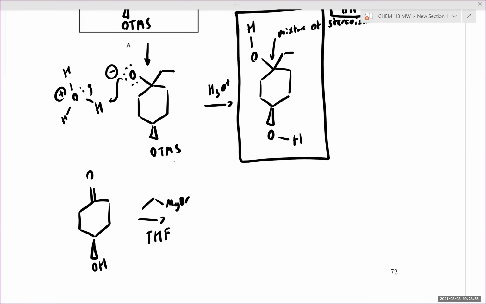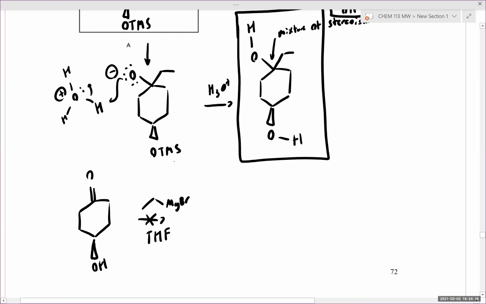What does the class think? If we took this unprotected alcohol and reacted it with this Grignard, would we get the desired reaction? Would we get the same product as through the protection sequence? We have a lot of students typing no, the Grignard would be quenched by the alcohol.